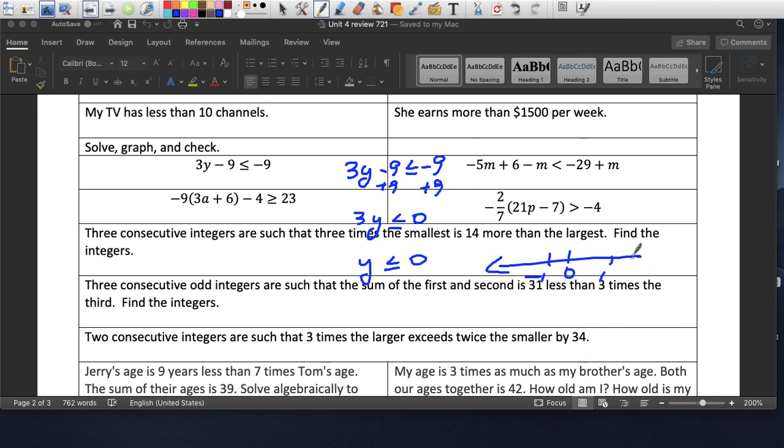Shade, and we want numbers less than 0, so we do it that way. So to check, let's pick 0. We're allowed to pick 0, so if I put 0 over here, I get 3 times 0, which is 0, and then I get negative 9 is less than or equal to negative 9, which is obviously true.